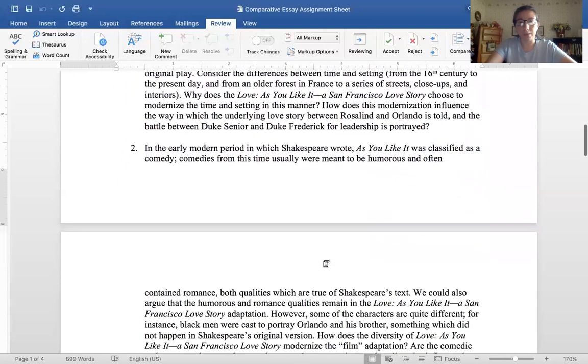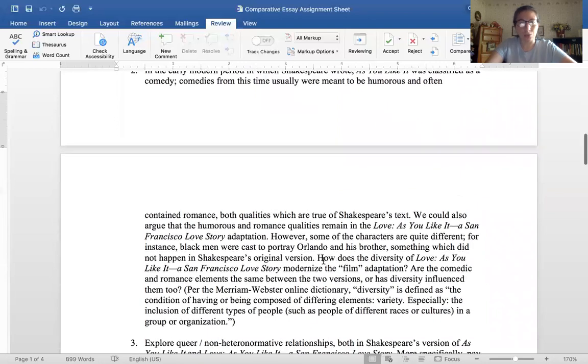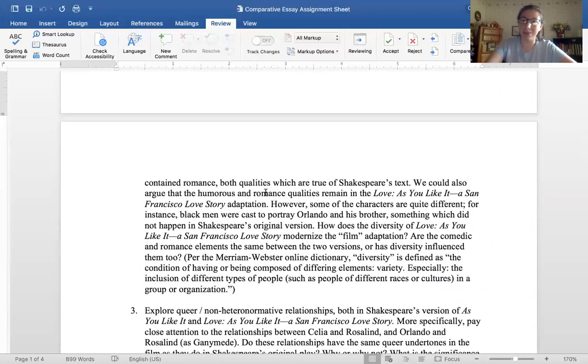Number 2, let's see, is asking you to look at the comedic and romance elements of As You Like It and the film version. However, some of the characters are quite different. For instance, black men were cast to portray Orlando and his brother, something which did not happen in Shakespeare's original version and actually could not. How does the diversity of Love As You Like It, a San Francisco love story, modernize the film adaptation? Are the comedic and romance elements the same between the 2 versions, or has diversity influenced them too?